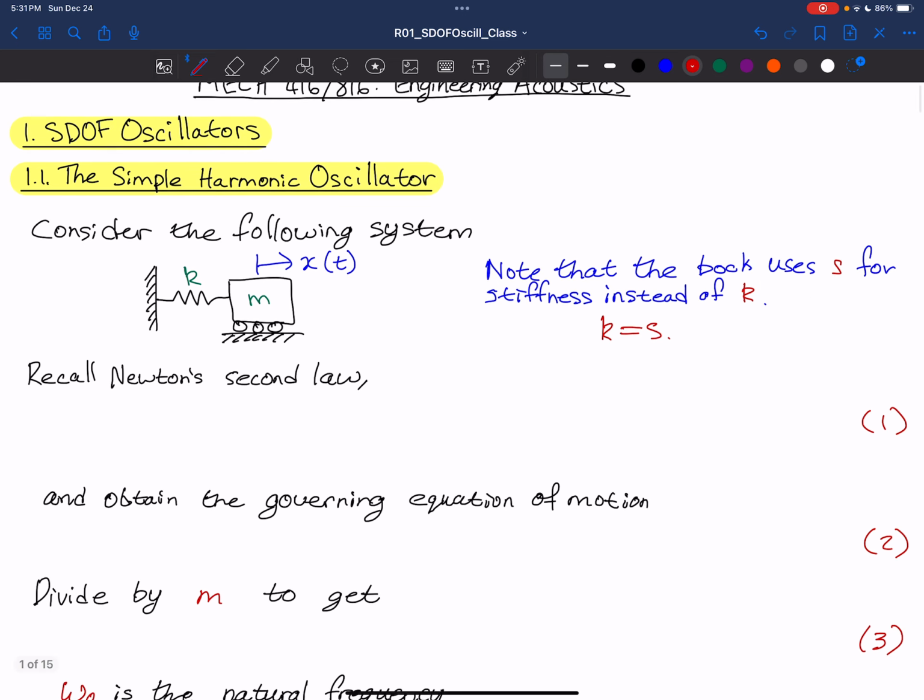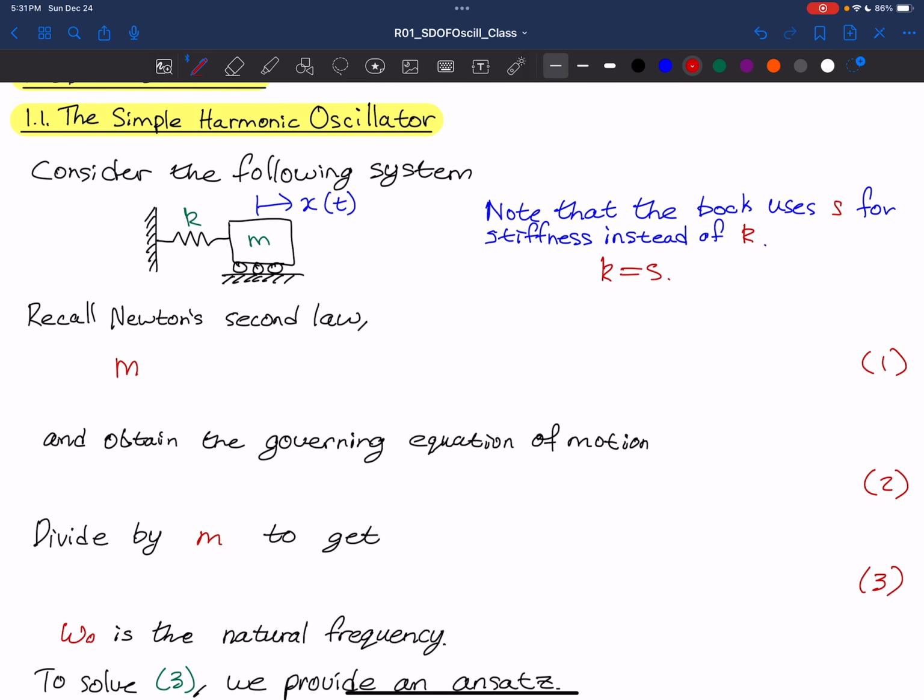Okay, so from Newton's second law, we know that the mass times the acceleration is going to be equal to the forces acting on the system. So the acceleration here can be rewritten as the second derivative, or d squared x over dt squared. That's the second derivative with respect to time. And we can write this in a compact form as x double dot, where the dot represents a derivative with respect to time. And this is then equal to the force from the spring, which would be minus k times x. And this x double dot, that's our acceleration.